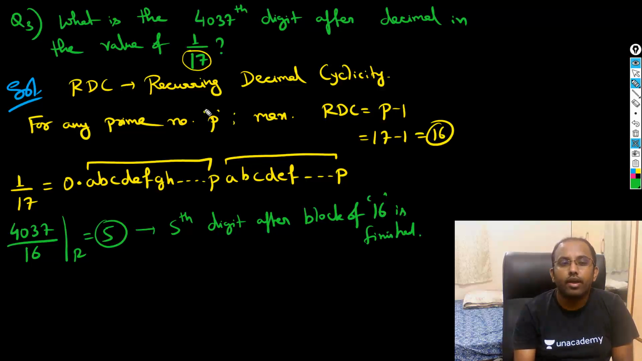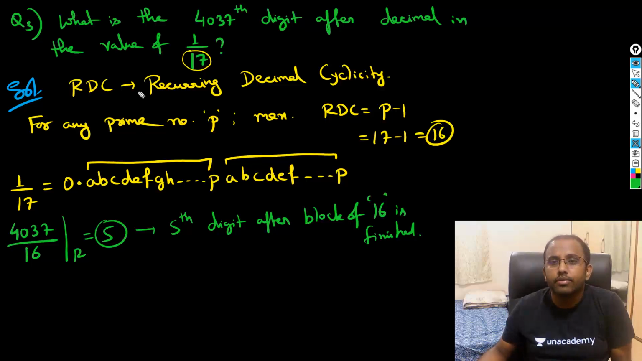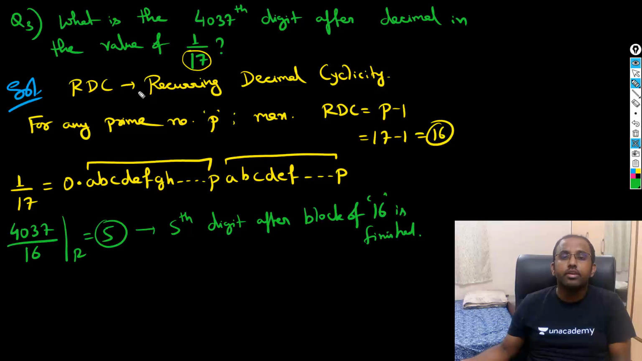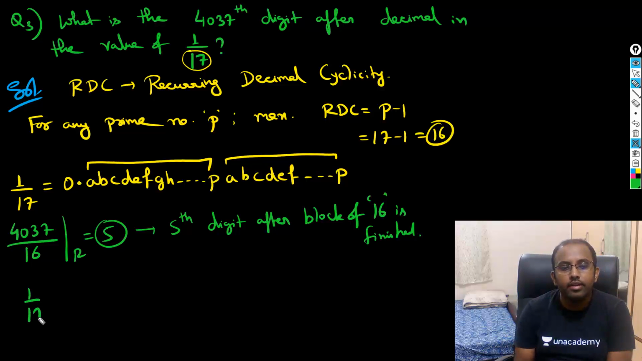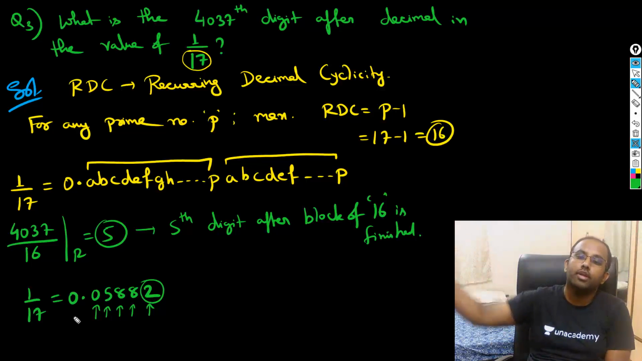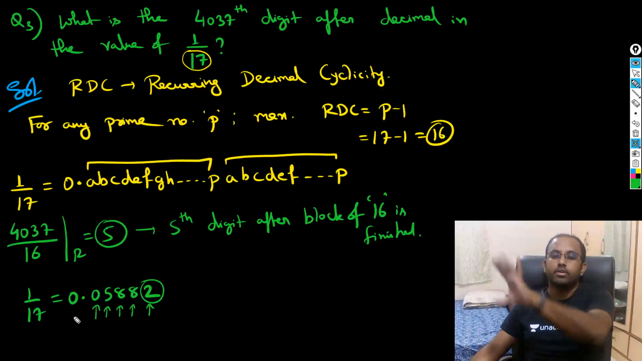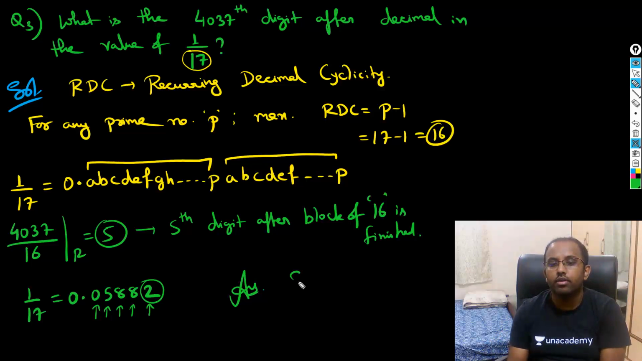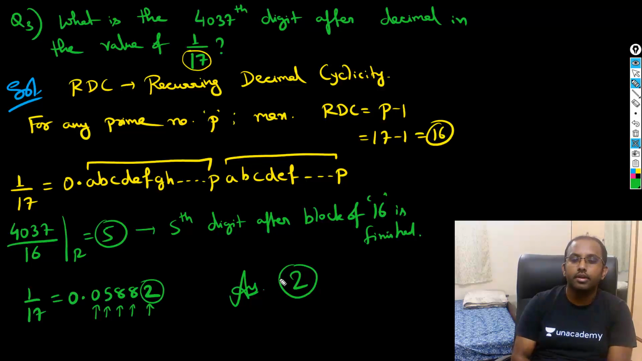You can calculate the value of 1 by 17 by long division. If there is no calculator in the exam, you do long division; in CAT, we have a calculator. So 1 by 17 is 0.05882. So 1, 2, 3, 4, 5. The 5th digit after decimal is 2. That means 2 will again be repeating after every block of 16. So the answer for this question is 2. Yes, let's move to the next question.